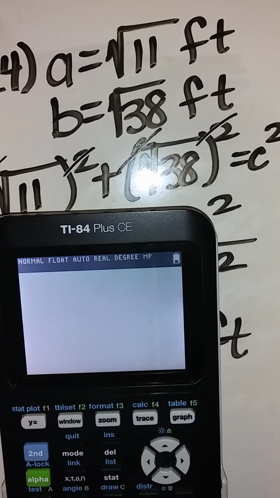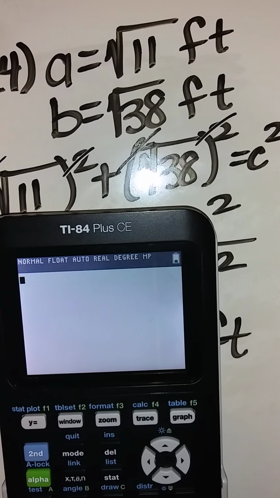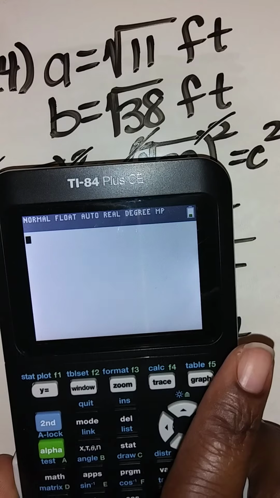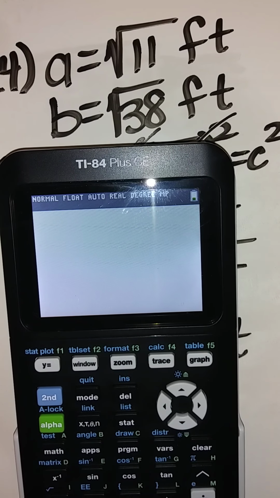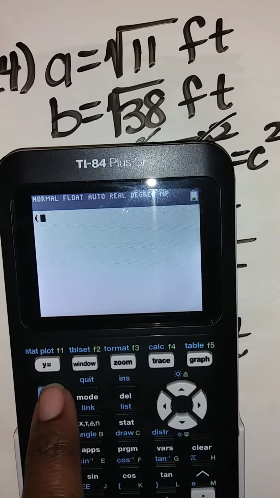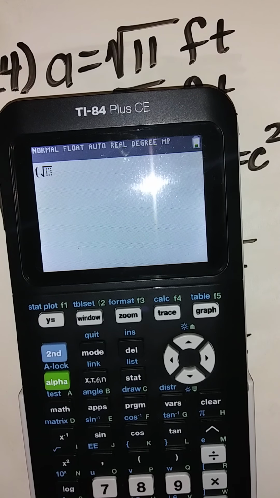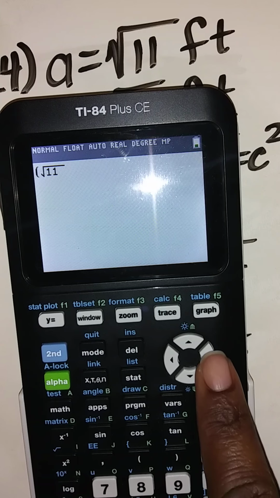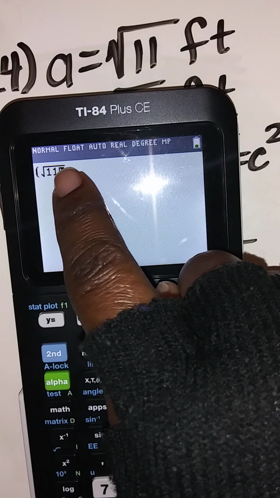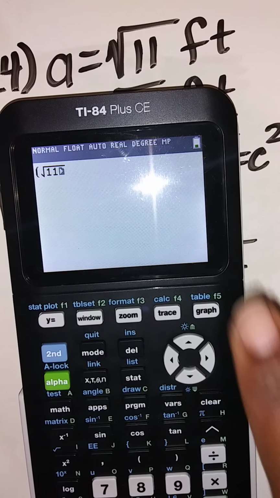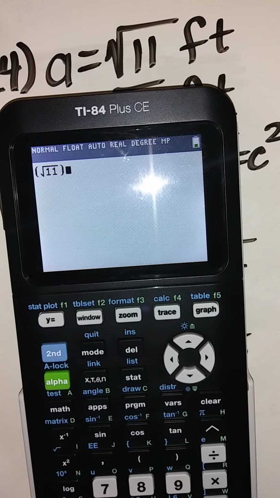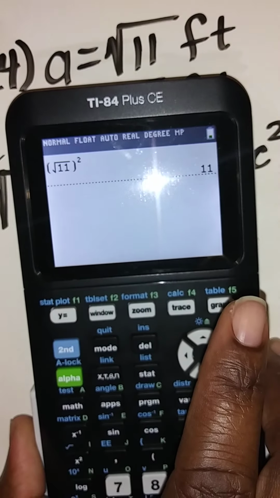Okay. I want to type in the square root of 11 squared. So I'm going to do parentheses, second, x squared button, and then type in 11. You must move the cursor to the right so that the root stops drawing. And then close parentheses, and then hit that x squared button and hit enter, and you get 11. And then you type in the square root of 38. Let's type that one in.